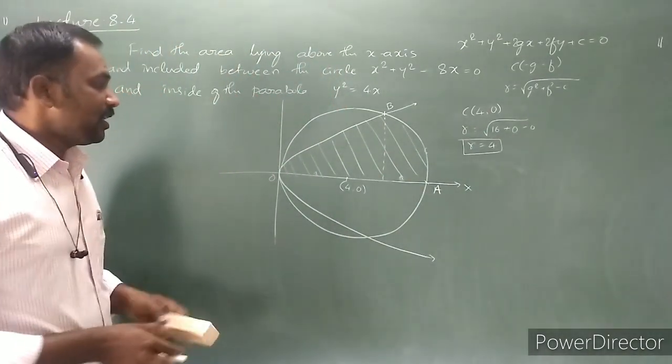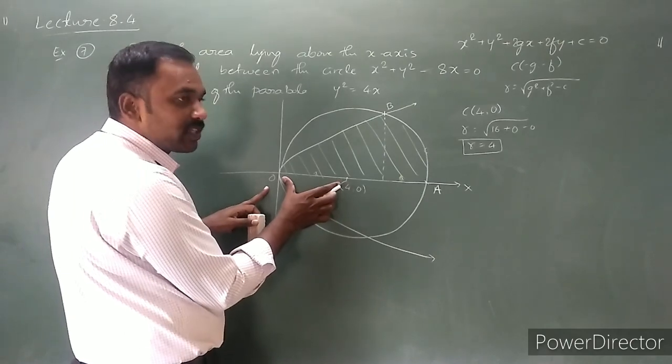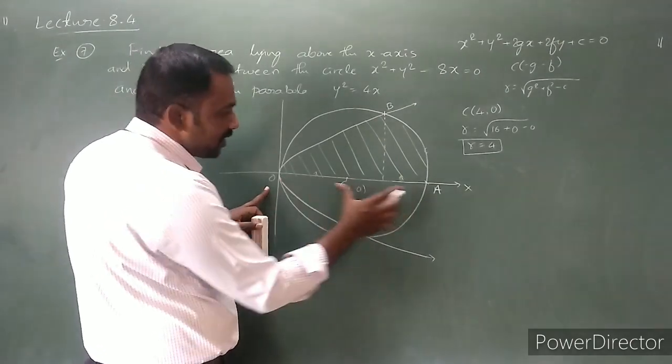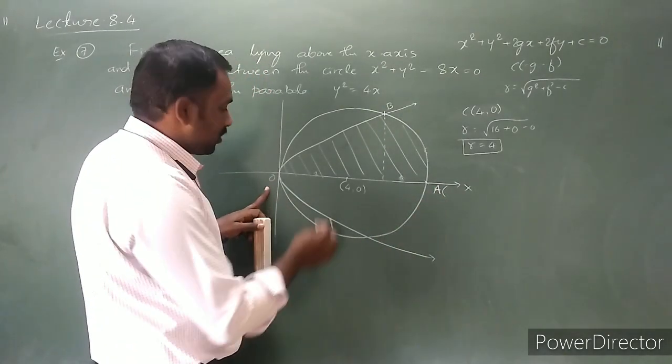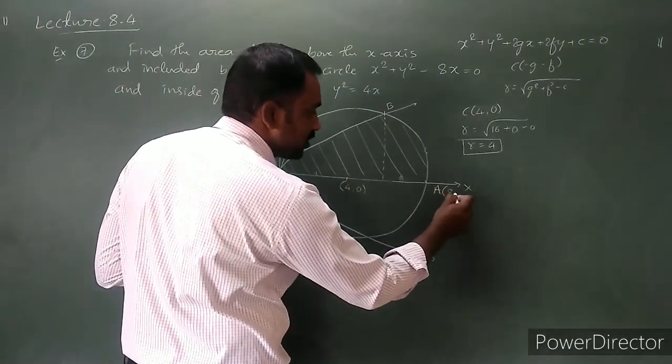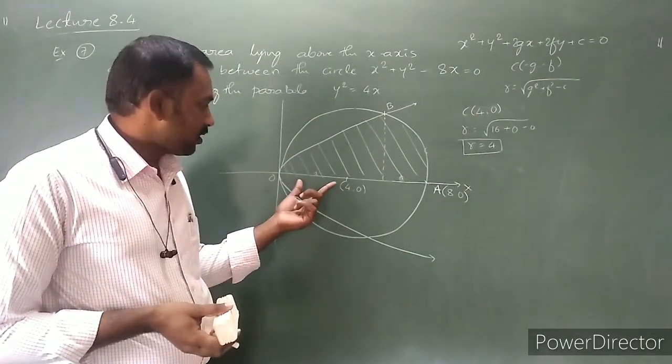Very simple. If the radius is 4 units, this is the center. This is 4 units. Is that clear? This is also the radius, from here to here. What is the coordinate of E? 4 units, 4 units. That means this is (8, 0). Check it. I got it.